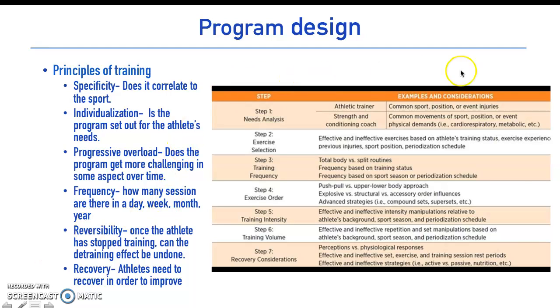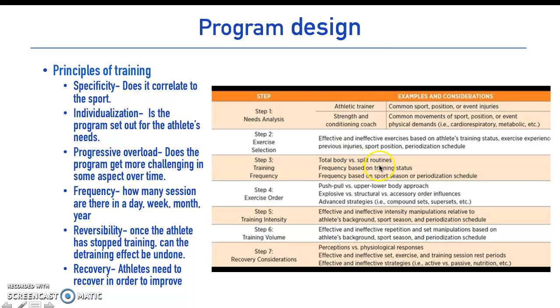So here's just a step-by-step guide, okay, as program design goes as well. So you've got your needs analysis, which we've spoken about before in the past, okay, whether it's based on the athlete or the sport. Then we've got exercise selection. So you've got to base exercises on the athlete's training status, okay, or based on their needs analysis. Then how are we going to split the training? How frequently are we going to train? Are you going to do full body workouts, or are you going to do split?